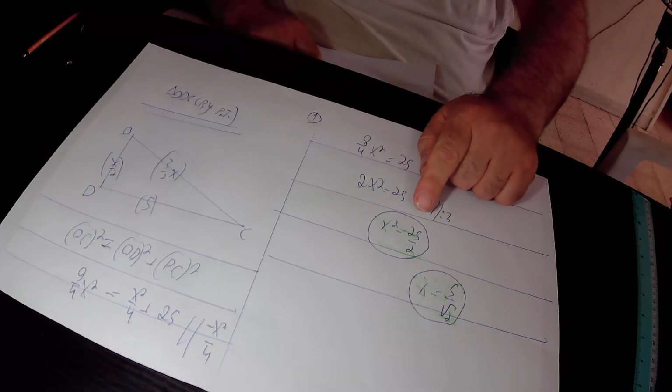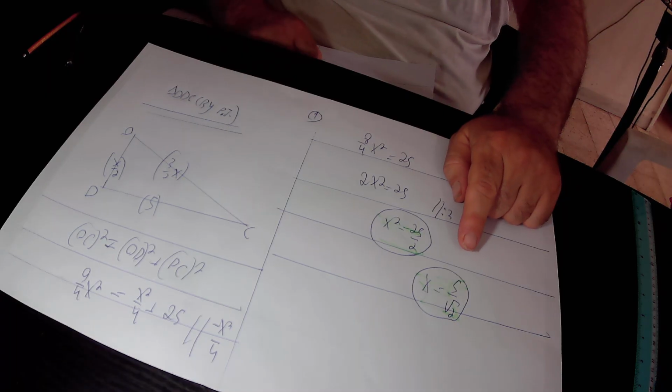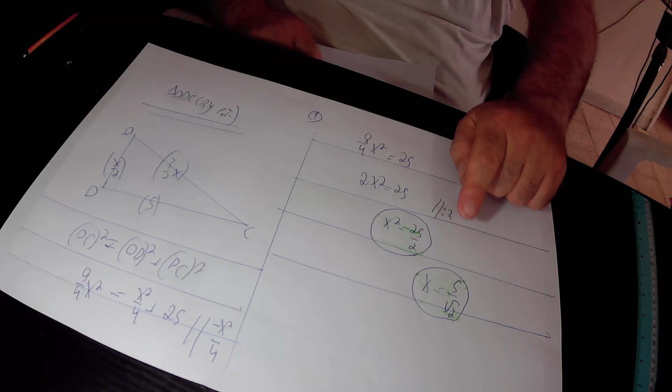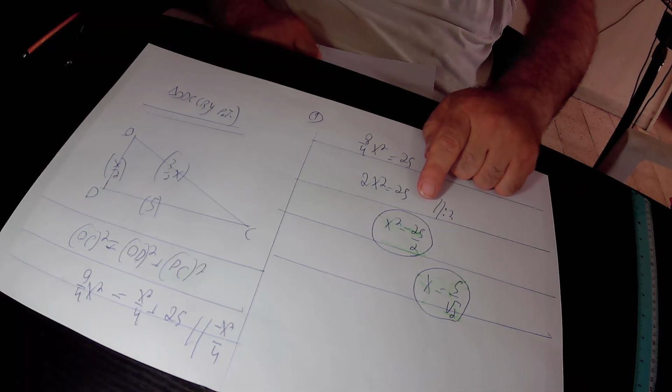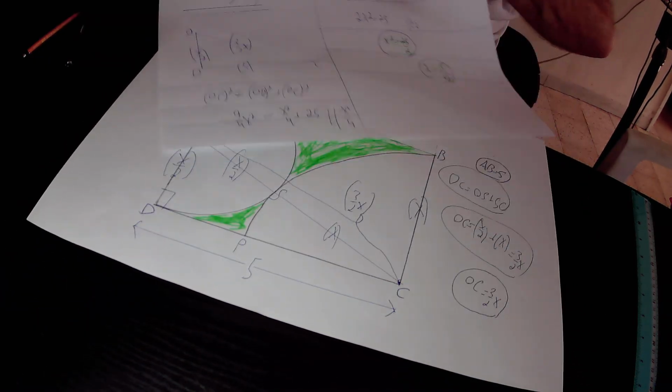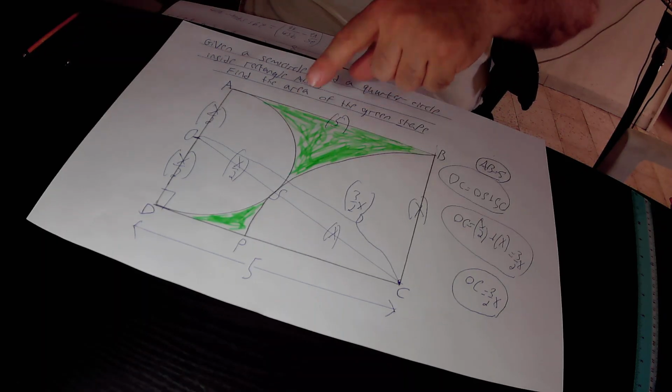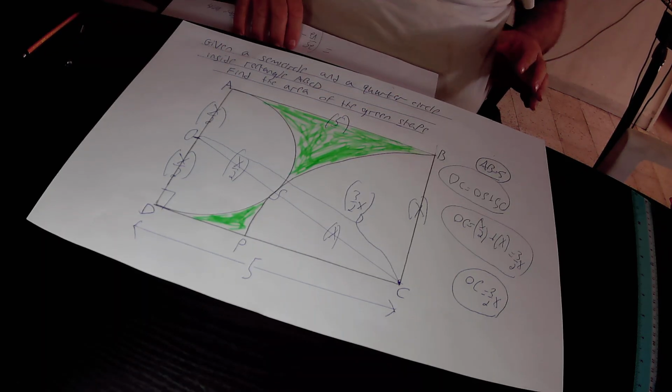Here we took the root of this equation, and finally found that x equals the square root of 25, that is 5, over the square root of 2. Again, x equals 5 over the square root of 2 units in length, and x squared equals 25 over 2. Our mission is to find the area of this green shape. So what is the area of the green shape?